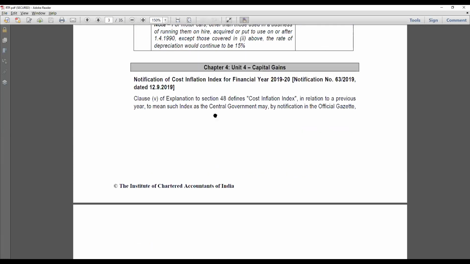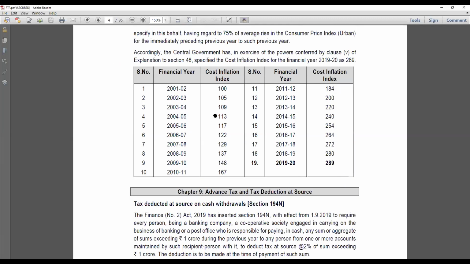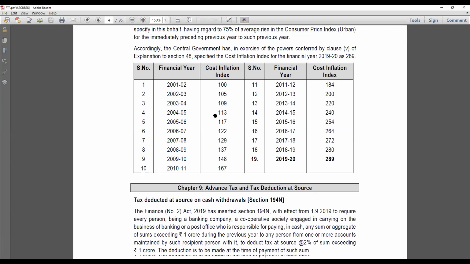Next is capital gain. We are aware that every year the cost inflation index will be provided. So the base year being 2001-2 from the last couple of years will be 100, and for the current year 289. Just remember, for the current year alone, you need not stress about this table. All the applicable CIIs will be given in your exams.